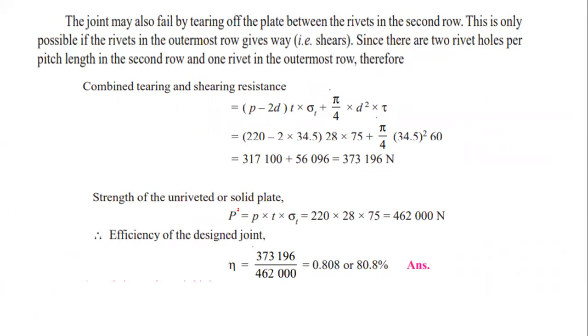P dash is the strength of the unriveted plate, P into T into sigma T. So the least value of the P_T, P_S, P_C divided by the strength of the unriveted plate, zeta equal to 80.8% is the answer.